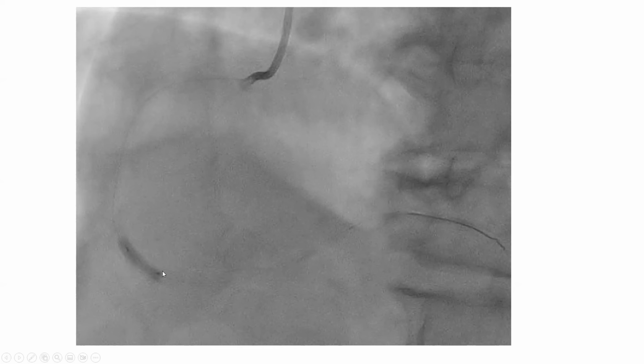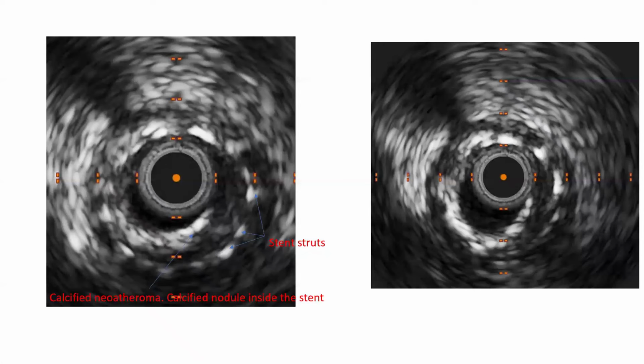It was difficult to yield initially. We had to go up to 23 atmospheres to make it yield. Then we did IVUS after balloon. And this is what we see on IVUS. We see that he has a stent. Those are the stent struts. And we see that he has a calcified neoatheroma inside the stent. Part of it is soft and part of it is calcified. This is another view. This is a stent. This is neoatheroma, and this is a calcified neoatheroma here.